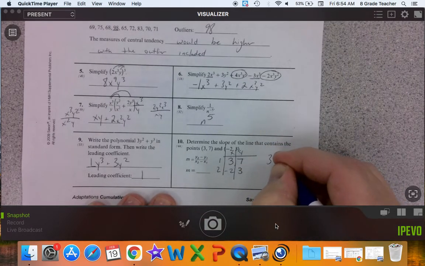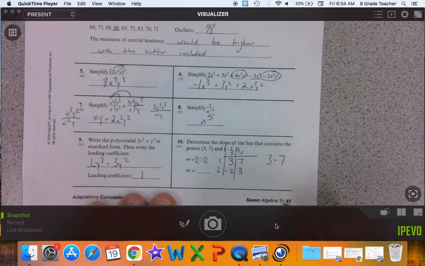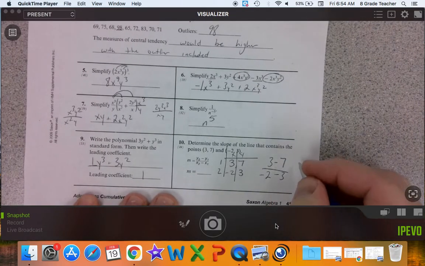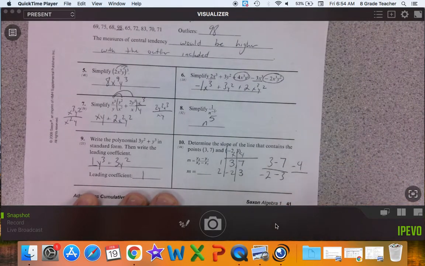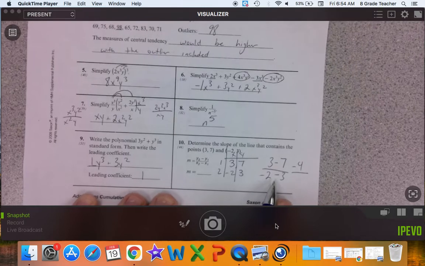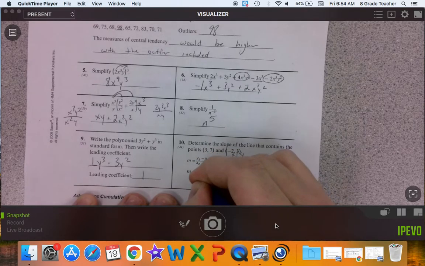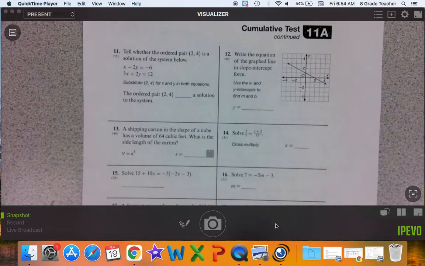So I would have 3 minus 7, and then I would have negative 2 minus 3, and I can create that math. 3 minus 7 is going to give me negative 4. Negative 2 minus 3, same sign sum, is going to give me negative 5. Two negatives make a positive, so that's positive 4 fifths. Flip it over. Keep cranking.